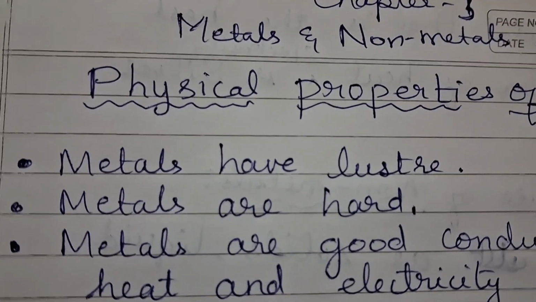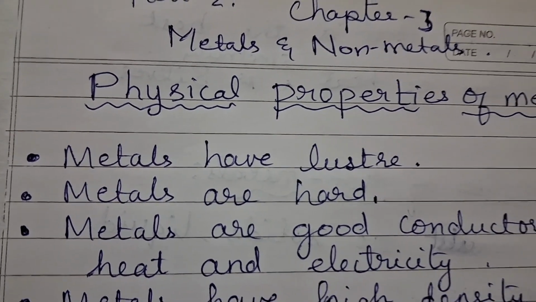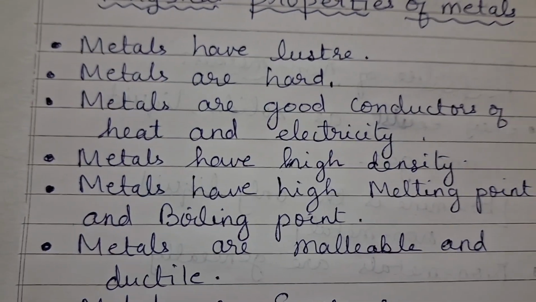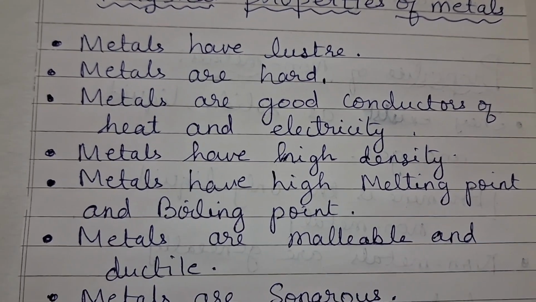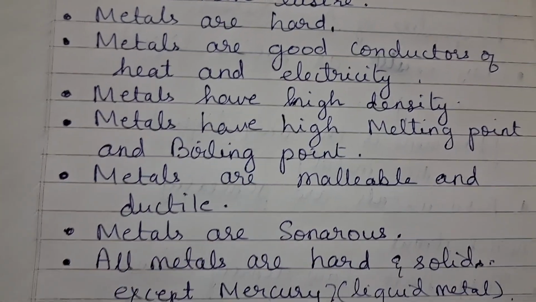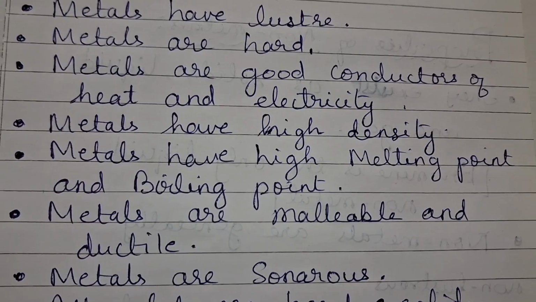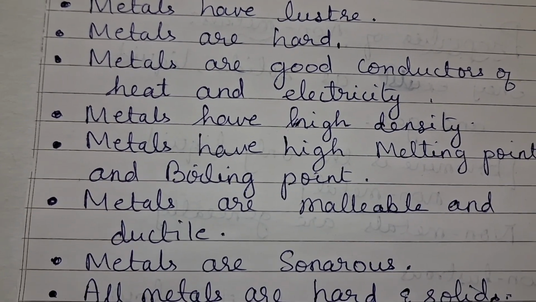Metals have luster, that is, they have a shiny surface. Metals are generally hard. Metals are good conductors of heat and electricity. Metals have high density. Metals have high melting point and boiling point. Metals are malleable and ductile. Metals are sonorous. Sonorous, that is, when metals are hit hard, they produce sound.